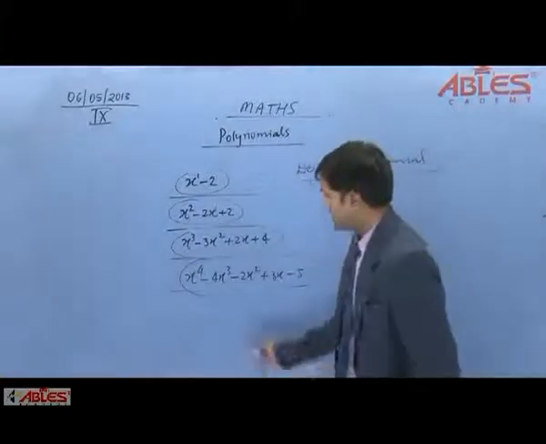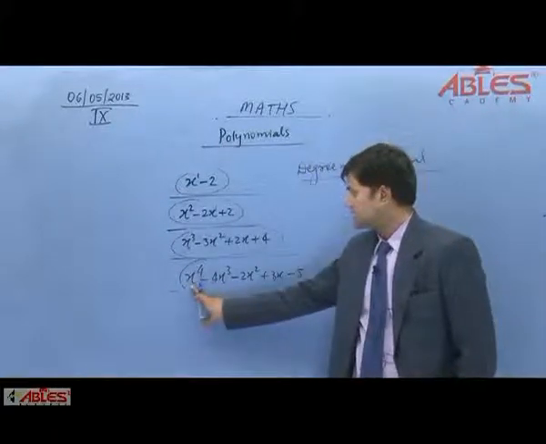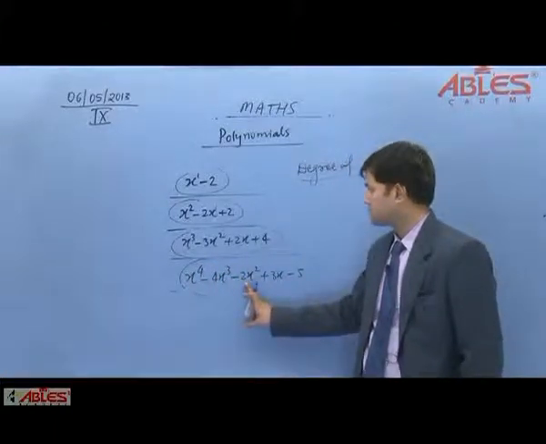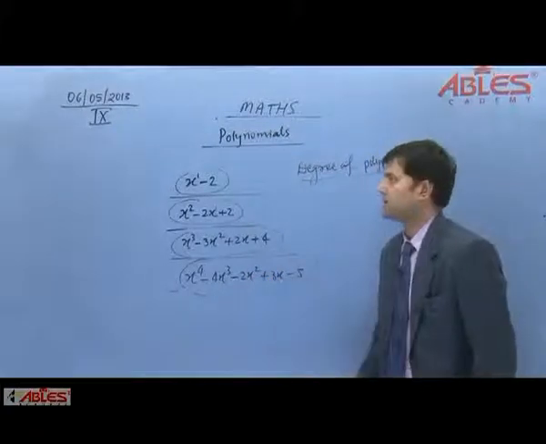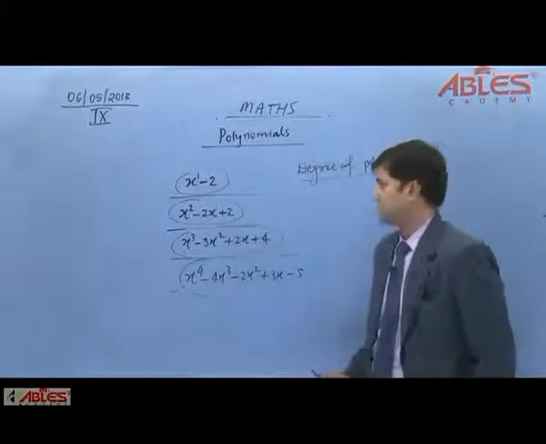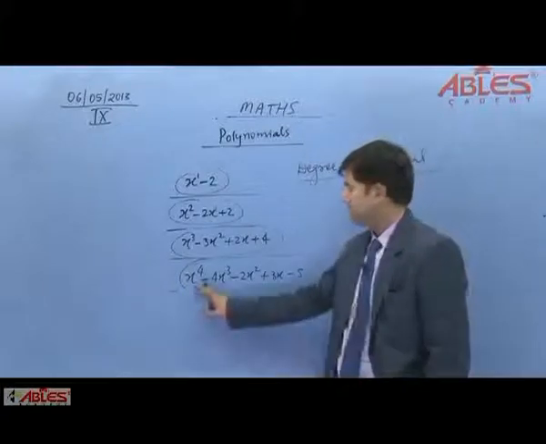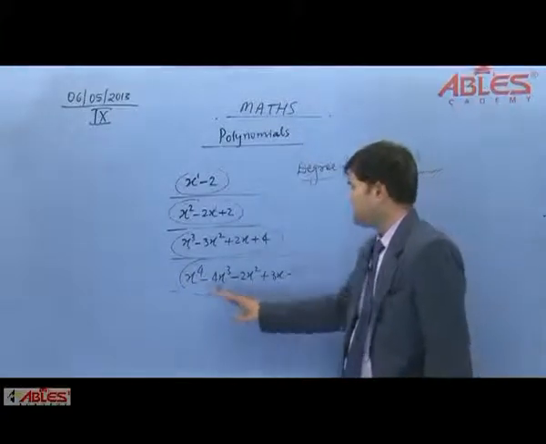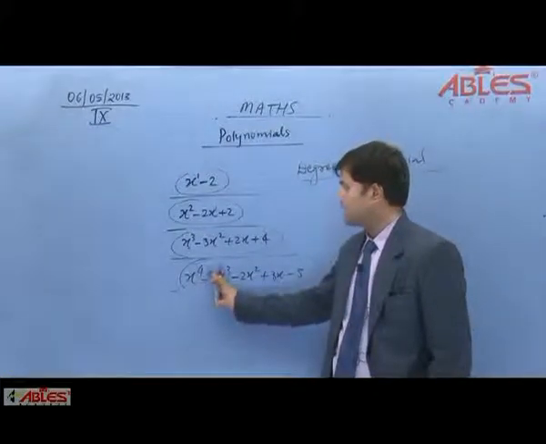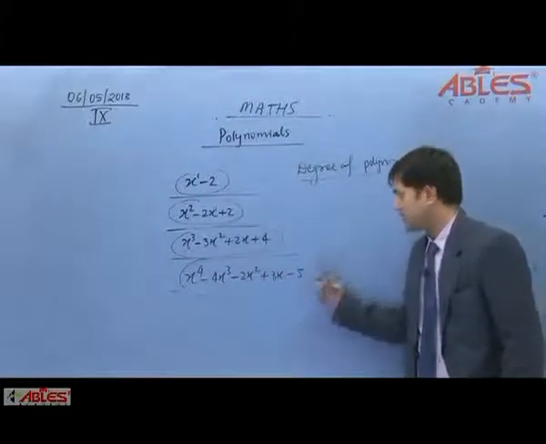Can you decide in the last one? It is x raised to 4 minus 4x raised to cube minus 2x square plus 3x minus 5. We have to find the highest power term. What is the highest power available in the last one? 4. So the highest power is 4 here. Then power 3, power 2, power 1 and power 0. It's a constant, so we are not getting any power.